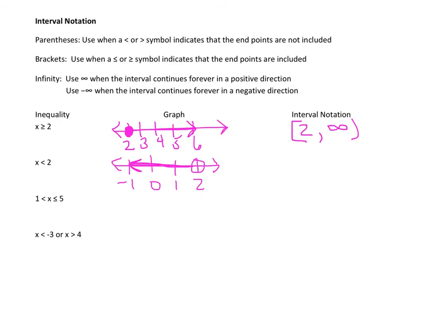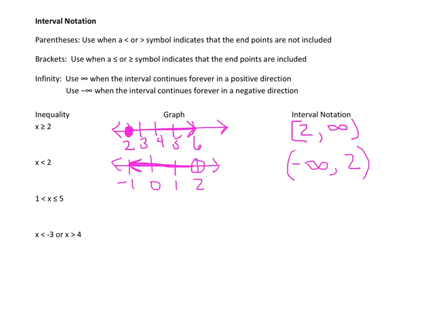Since it's going to negative infinity, I'm going to put parentheses, negative infinity. The number on the right, which is the greatest number, is going to be 2, and we're not including 2, so I put a parenthesis. So your greatest number is always going to be on the right, and your smallest number is always going to be on the left.